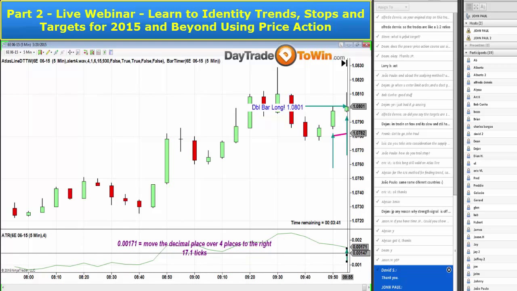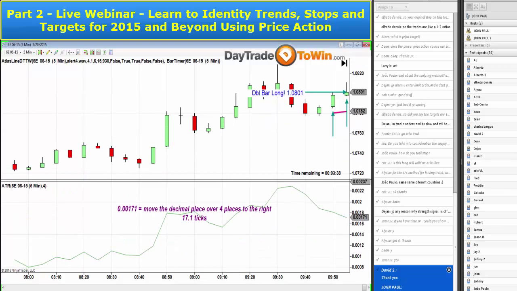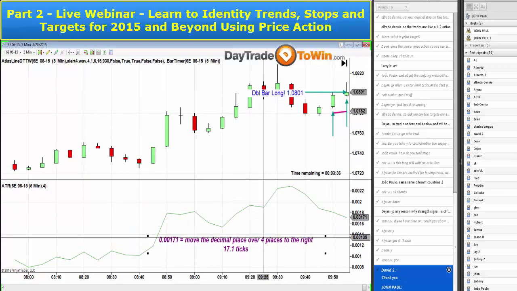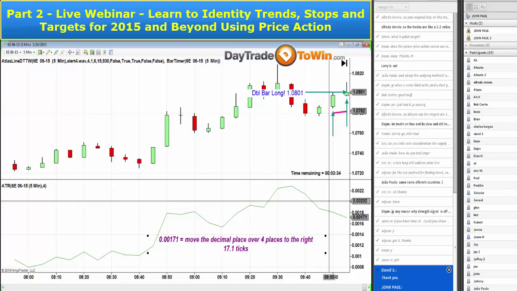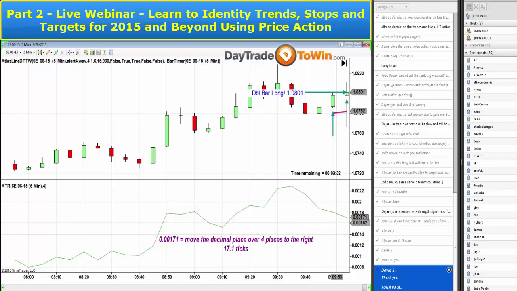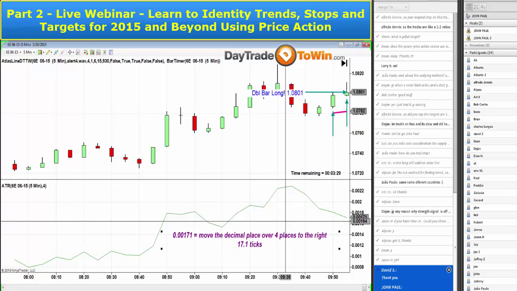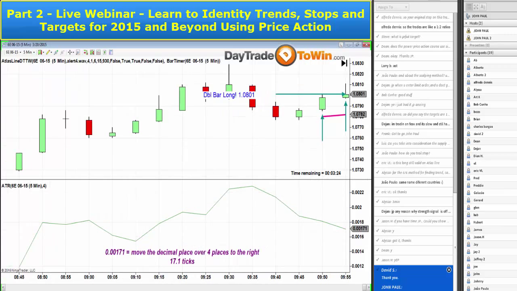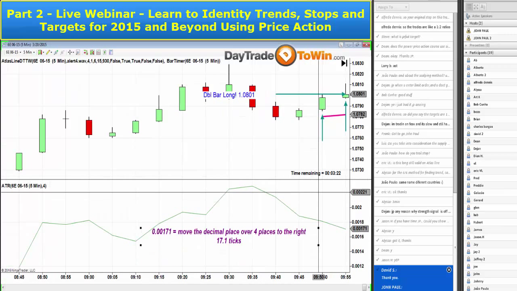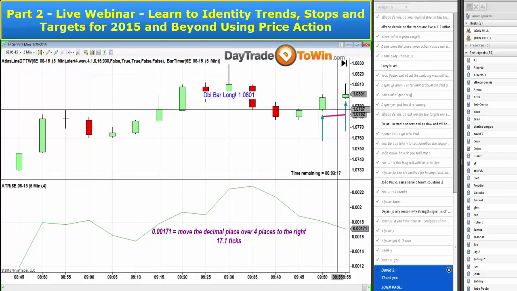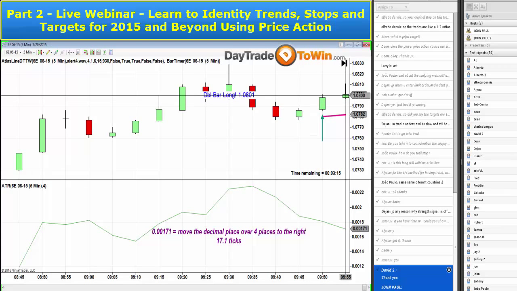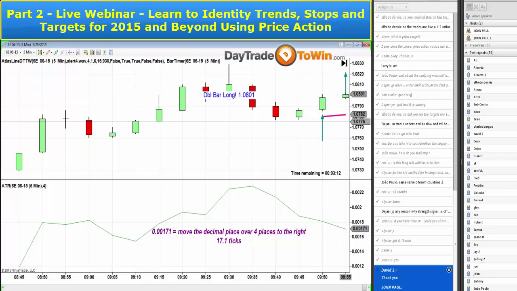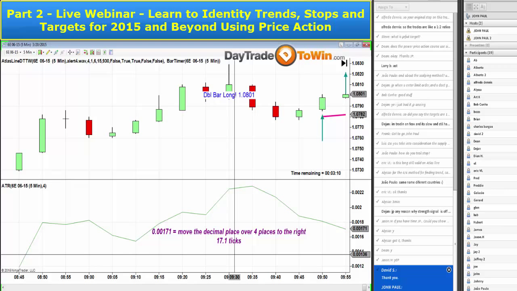So remember, the average true range gives me the same information. The scaling may be a little bit different because it's not points on the currencies. It's instead ticks or pips. And on every currency, you move the decimal place over four places to the right, it'll give you the ATR. So what can I expect out of this trade, guys? Guys and gals, these rules are exactly the same. Nothing changes. Be objective. 17 ticks up.